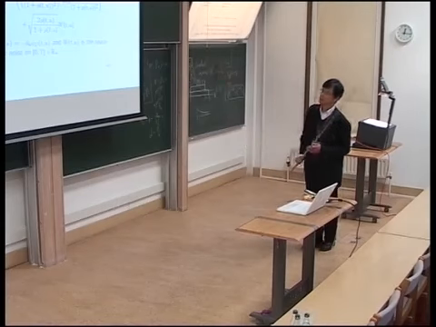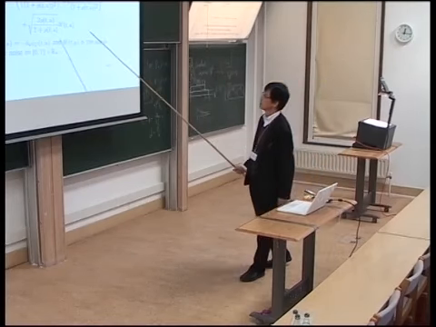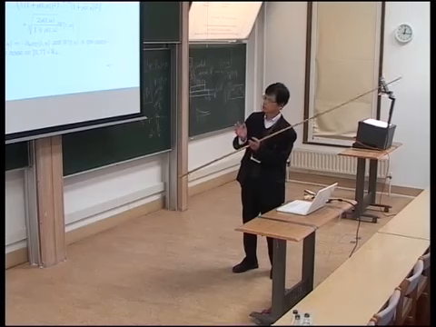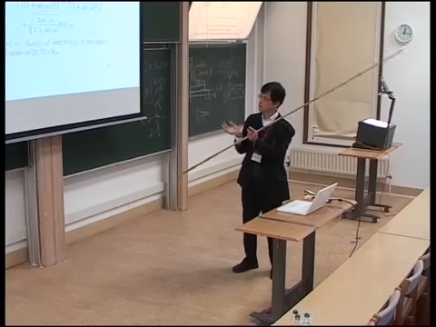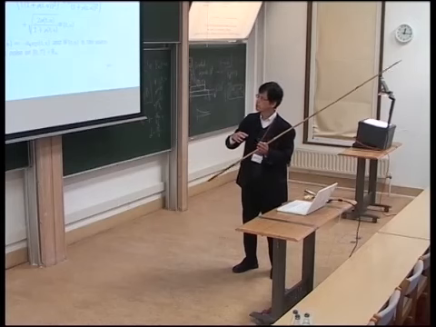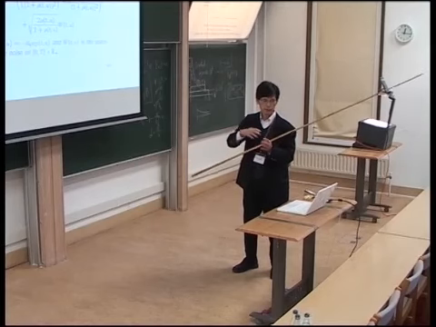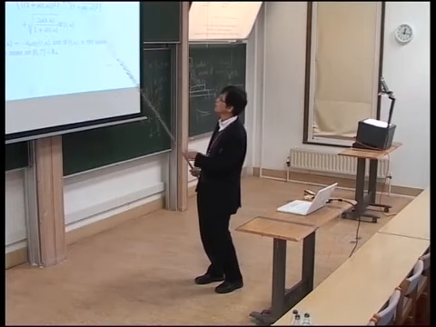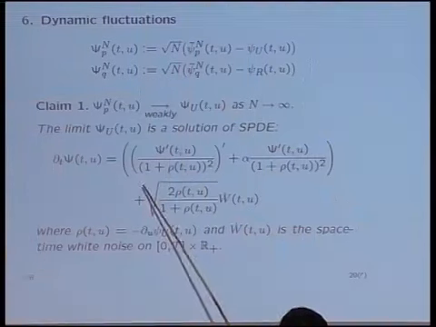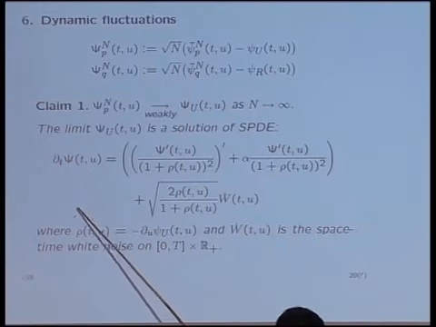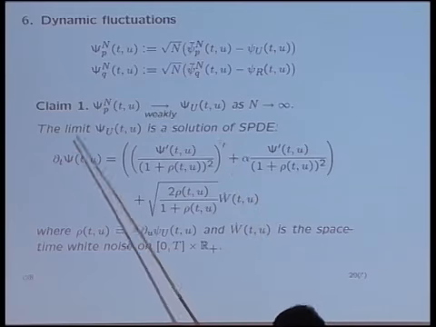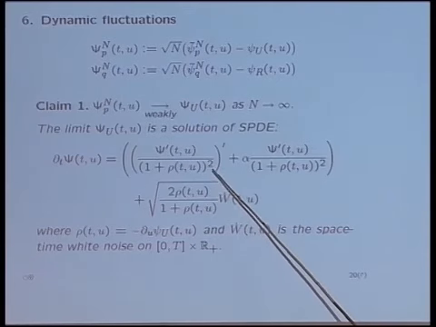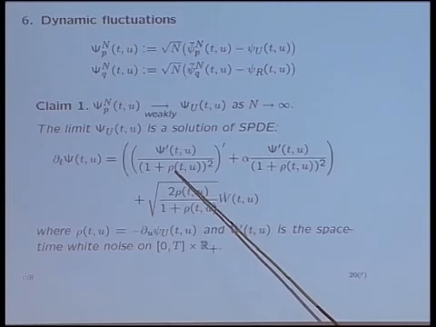Then what is the limit? Actually we again use this Gaussian transformation. First we rotate and project, then we compute what is the fluctuation after rotation, something like that. Then we come back to the original one. Then that gives the SPDE like this.